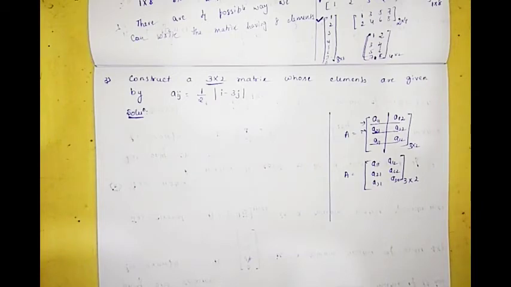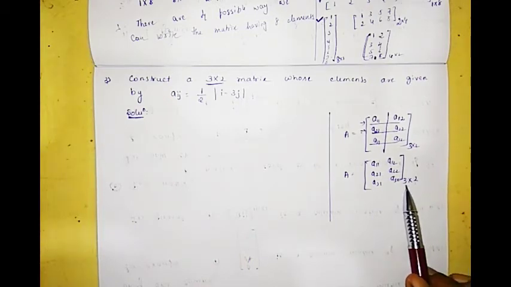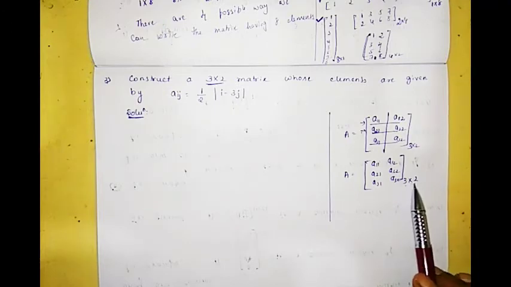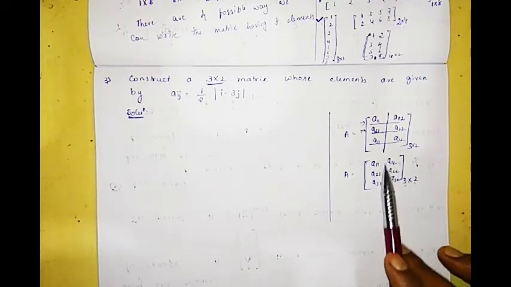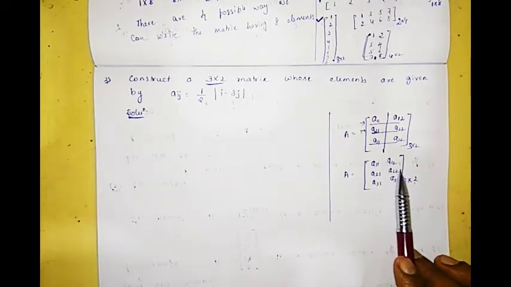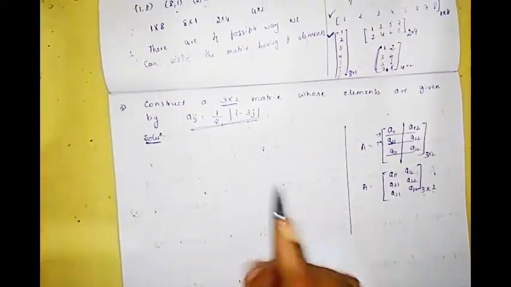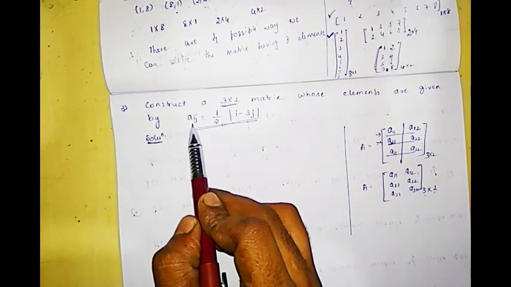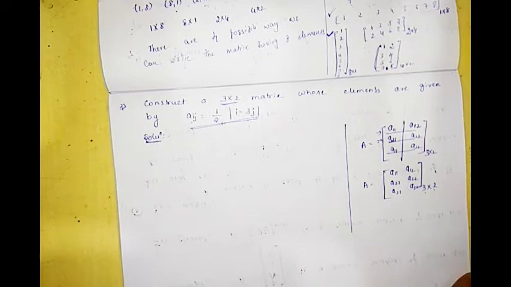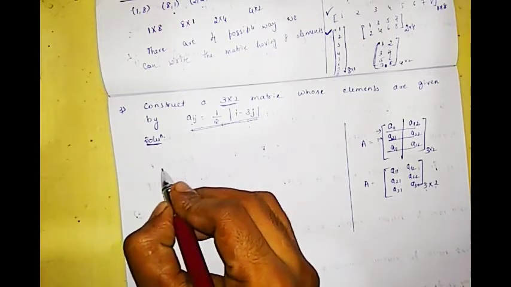We also know it contains 6 elements. If the order is 3 by 2, the total number of elements is 3 into 2, so 6 elements should be there in the matrix. Here the elements of the matrix Aij are given as half into modulus of I minus 3j. Now we will find A11, A12 and all the elements, then we will write the matrix.